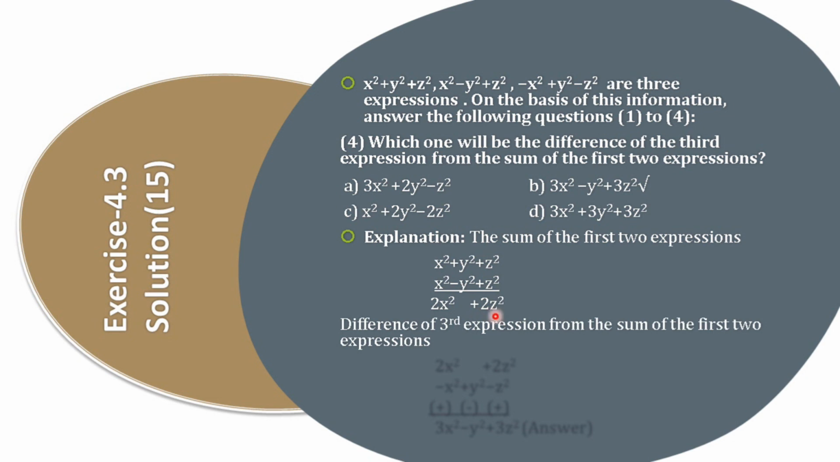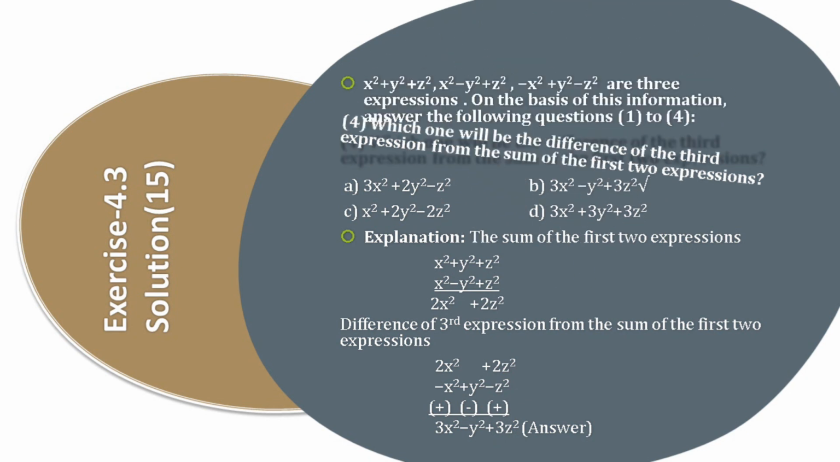Difference of third expression from the sum of the first two expressions, 2x square plus 2z square, and if we arrange the similar terms one by one, then we can get minus x square plus y square minus z square. And if we subtract, we have to change the sign, so minus will be plus, plus will be minus, and minus will be plus. So plus 2x square plus x square, that would be 3x square, and minus y square, because we changed the sign already, plus 2z square plus z square, that would be plus 3z square. That is the answer, my dear.